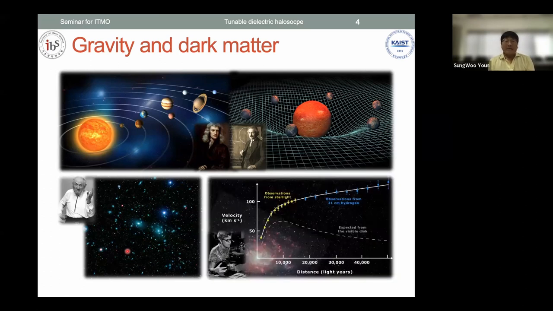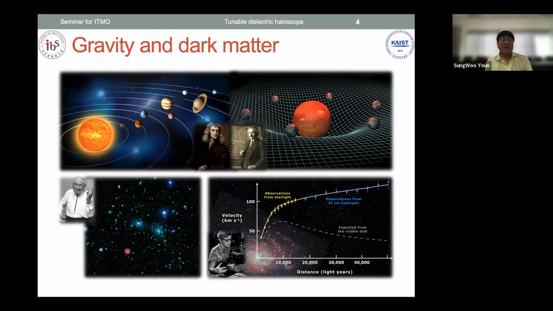In the 1970s, the American scientist Vera Rubin looked at hundreds of stars in galaxies. She measured the orbital motion, or the velocity, of the individual stars, and what she observed is very different from what had been expected from Isaac Newton's dynamics.